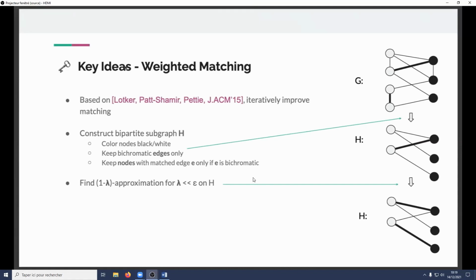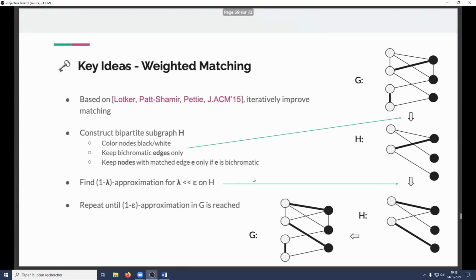We approximate the matching with a 1 minus lambda approximation for some lambda which is smaller than the epsilon we want in the end for our general graph G. So here, for example, we found this matching, which is slightly better. And now we bring this matching back to our original graph. As you can see, it changed. For sure, one iteration is not enough such that we have a 1 minus epsilon approximation. So we just repeat this process again and again until we have a 1 minus epsilon approximation.